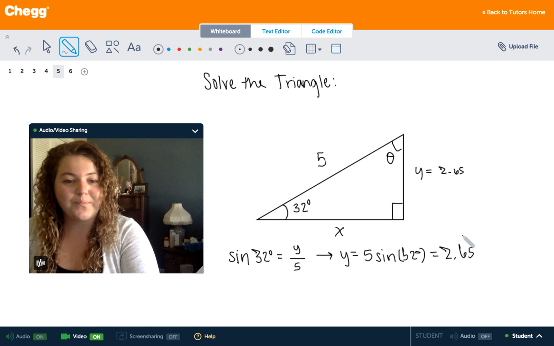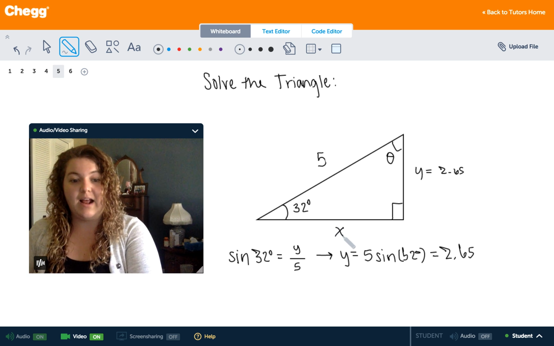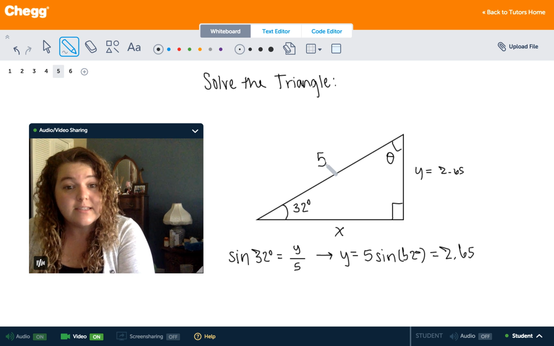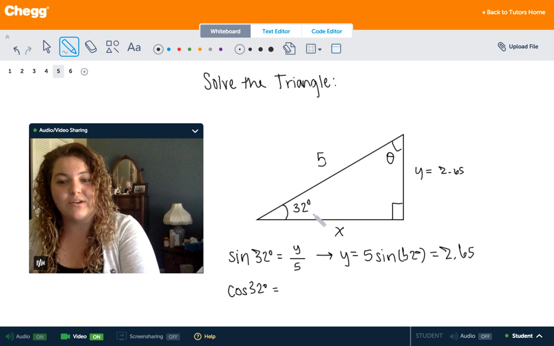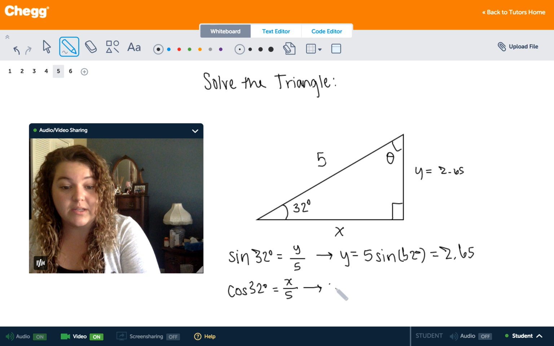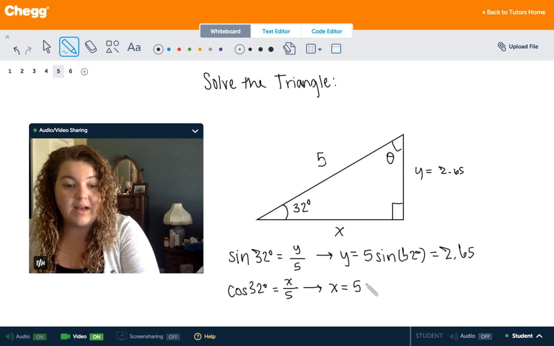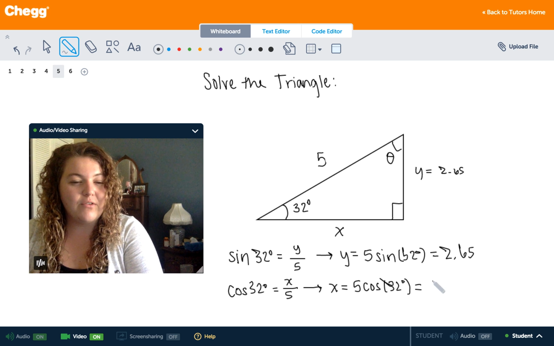Okay? Now we could use the Pythagorean Theorem to figure out the other side length, because we know that x squared plus y squared equals 5 squared in this case. But we can also use our trig functions. We can use our cosine function. So we know that the cosine of 32 is equal to the adjacent, or the x side, divided by the hypotenuse, which is 5. So solving for x, we know that x is equal to 5 times the cosine of 32 degrees. Again, make sure that you're in degrees in your calculator. And that gives us about 4.24 for x.